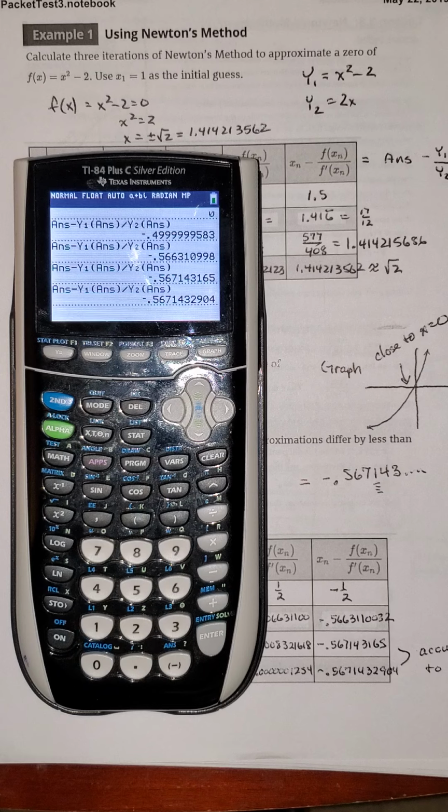So it's definitely accurate to 4 decimal places. So this is how you can use Newton's method on your calculator, and I hope this helps you get through this lesson. It'll make things go a lot quicker. All right?